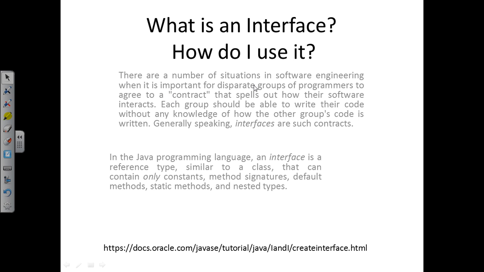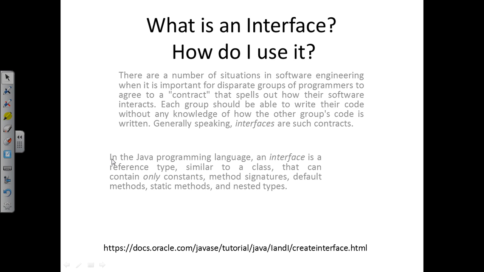There are a number of situations in software engineering when it is important for different, separate groups of programmers to agree to a contract that spells out how their software interacts. So you've got two different groups, and they are both writing software. The software has to interact, and they've got to agree upon how those separate pieces of software are going to talk to each other. Each group should be able to write their code without any knowledge of how the other group's code is written. Generally speaking, interfaces are such contracts. So that seems like it makes some sense, right?